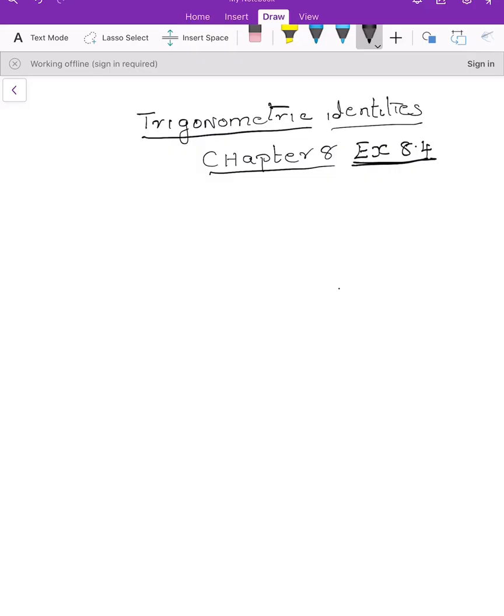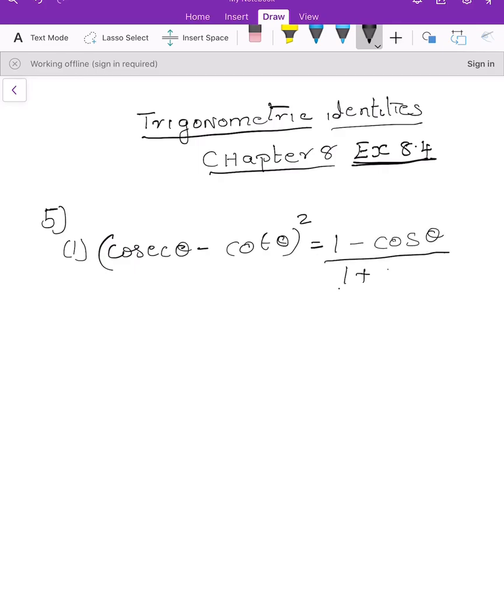Today we are going to see trigonometric identities, chapter 8, exercise 8.4, fifth sum. It is an evaluate. The first subdivision from the fifth sum is (cosecant theta minus cot theta) the whole square is equal to (1 minus cos theta) by (1 plus cos theta). This is the to prove; you have to evaluate that. For evaluating, you have to take the left hand side and prove that is equal to your right hand side. Let me take my left hand side and try to prove that is equal to my right hand side.